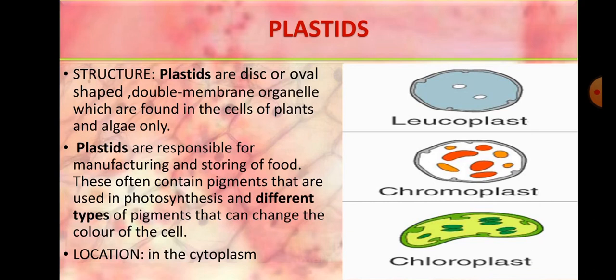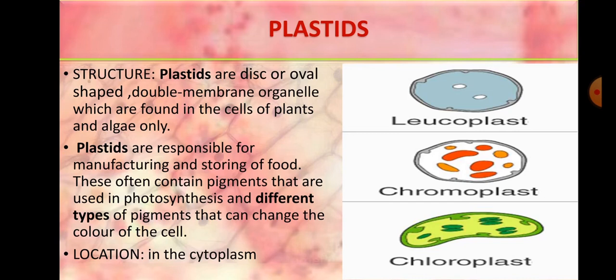Plastids are responsible for manufacturing and storing of food. These are often seen containing pigments that are used for photosynthesis, and different types of pigments can change the color of the cell. We can see plants are of different colors. All the colors that appear in a plant are primarily because of these plastids that contain those pigments. Where will you find these plastids? These are found in the cytoplasm.